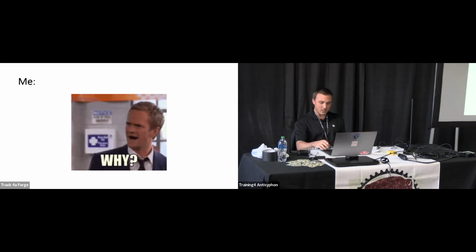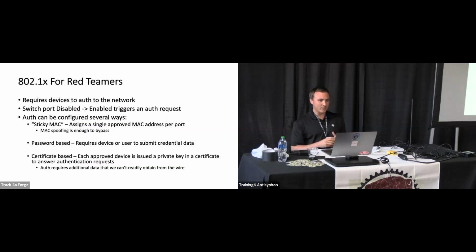So, your client explains, okay, we've got this thing called NAC in place, also known as 802.1x. So for red teamers, basically this is a way that you can require devices that connect to your network to authenticate. When a switch port goes from disabled to enabled, lights start blinking. Basically, the network can ask for authentication in various forms.